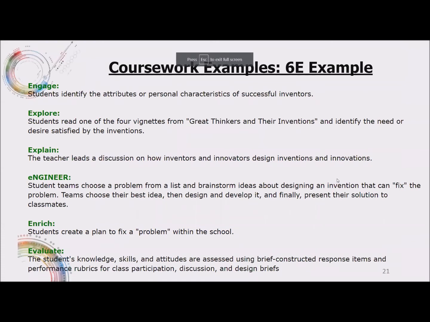As you mentioned before, we use a 6E learning by design, engineering by design model. There's an example listed directly on here for Inventions and Innovations, how to engage students, to get them hooked at the beginning and kind of get that piqued interest, and how to evaluate them at the end of the day.